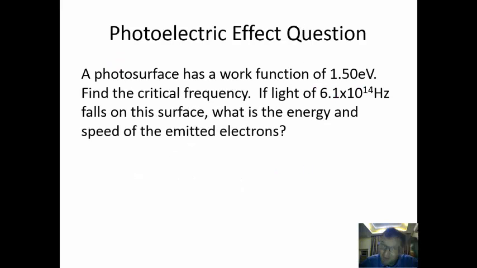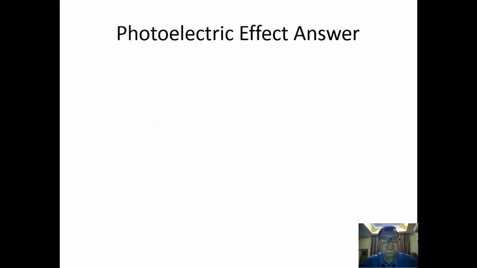Think about a question now. A photo surface has a work function of 1.5 electron volts. Find the critical frequency. So first of all, we're finding the critical frequency. Try and answer that just with that information. Then furthermore, if light of 6.1 times 10 to the 14 hertz falls on the surface, what is the energy and speed of the emitted electrons? So take a moment and try and solve those two problems. Then let me take you through how we'll do this.